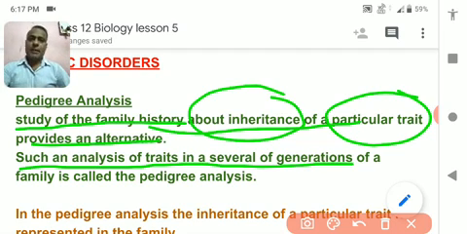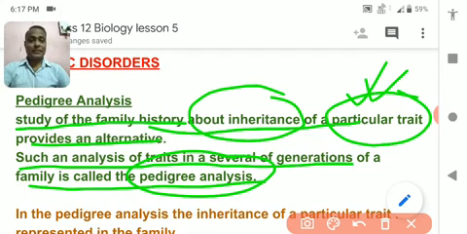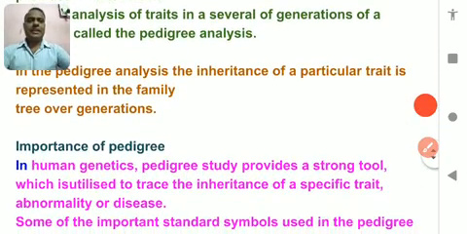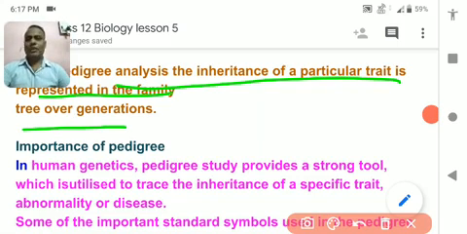Means about 3 or 4 or more generations, this kind of pedigree chart can be made, and it will help to understand how a particular kind of trait or character moves from one generation to another generation. This is called pedigree analysis. I think you understood. In pedigree analysis, the inheritance of a particular trait is represented by a family tree. I have already explained. And so what is the importance of pedigree?